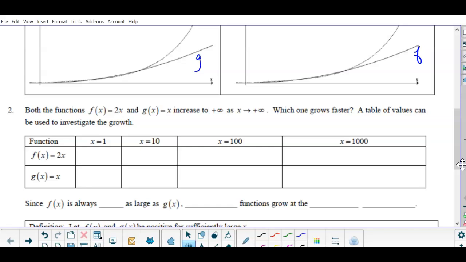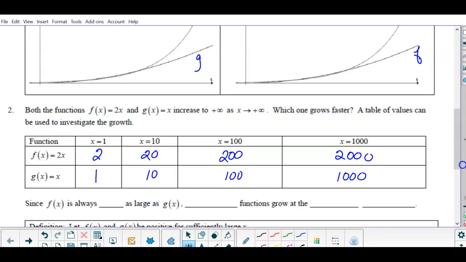Now f of x is 2x and g of x is x. As x goes to infinity, which one grows faster? So substitute the values in. That's 2, that's 20. Now we're going to bigger x values. That would be 200, that would be 2,000. Then for g, when x is 1, that would be 1, 10, 100, 1,000.